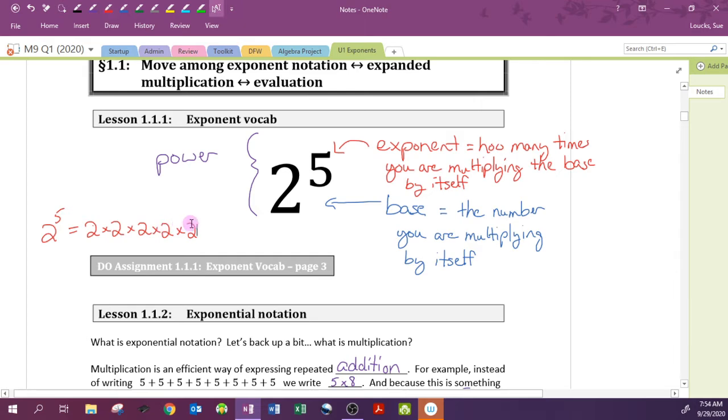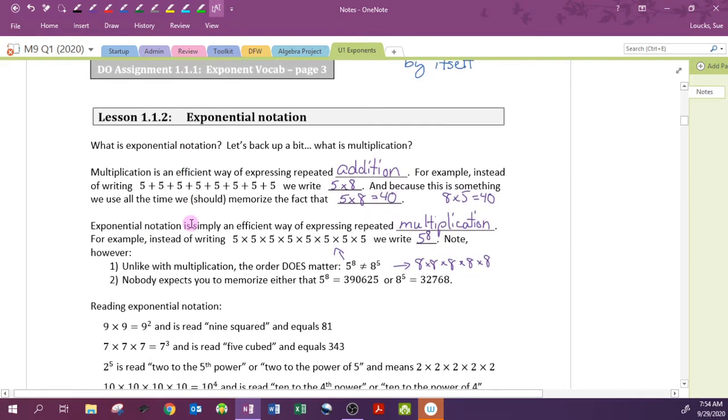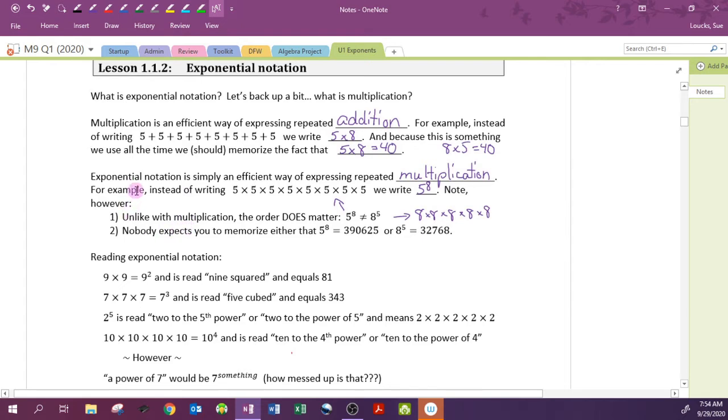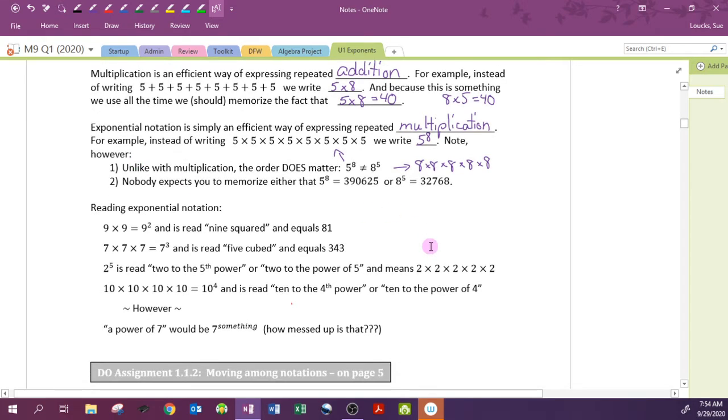Okay, let's go back down here. The other difference between exponential notation and multiplication is, well, the one really, really important one is that the order does matter. And the other one is that nobody expects you to memorize 5 to the power of 8 or 8 to the power of 5 because those are just massive numbers and nobody expects you to know that. There are some that you are expected to know, and I will show you those in just a minute. I just want to go through this reading of exponential notation first.